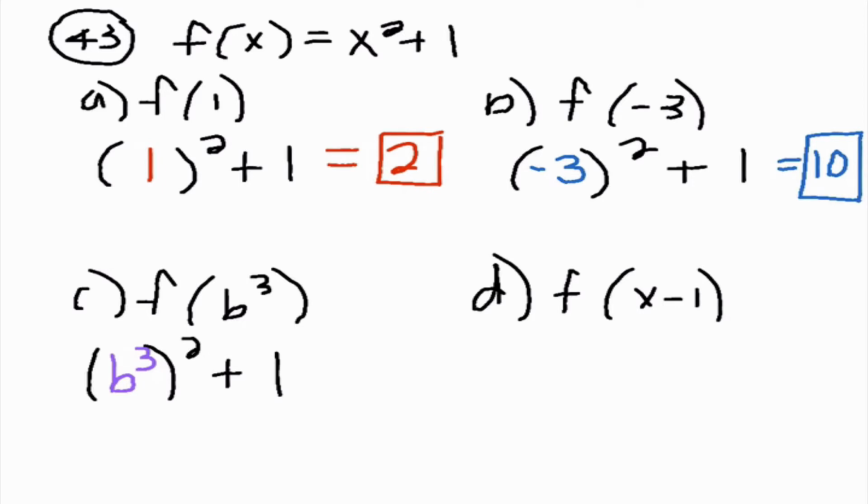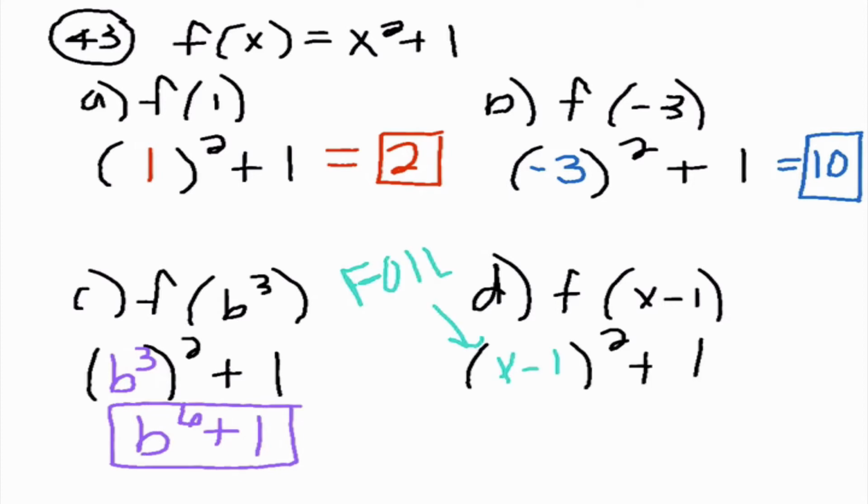So I have b cubed squared plus 1. I know when I'm taking an exponent to a power, I multiply those. So I end up getting b to the 6th plus 1. And then if we look at D, I need to go ahead and substitute in x minus 1 for x.